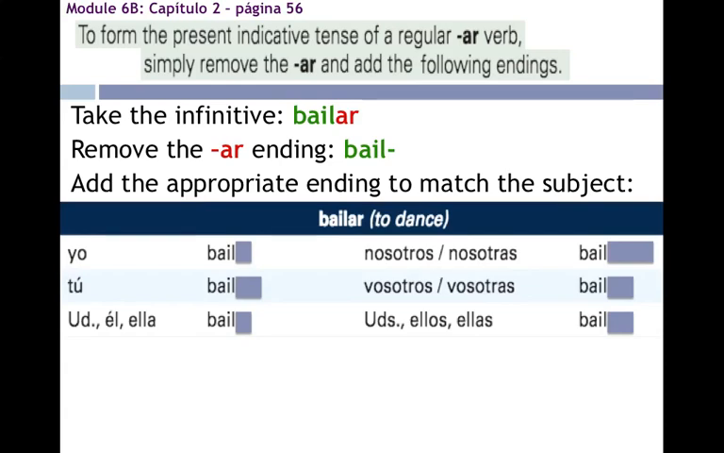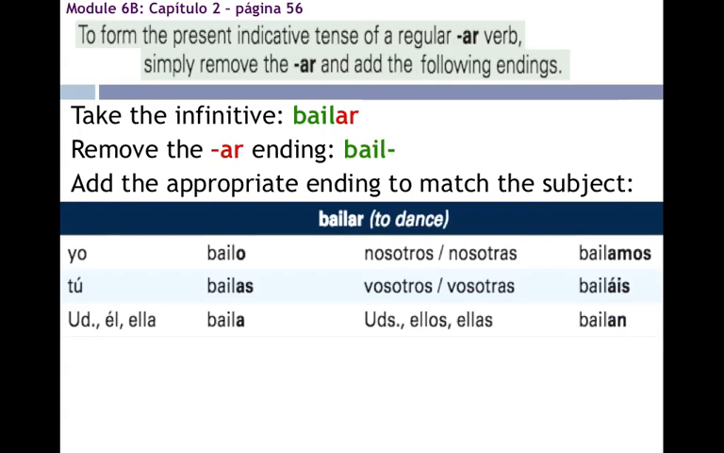For yo, you start with the stem or root and then you add O. For tú, start with the stem or root and add AS. For usted, él, or ella, start with the stem or root and then add A. For nosotros or nosotras, for we, start with the stem and add AMOS. Vosotros, vosotras, you guys, you gals, you guys and gals, you add ÁIS, and this is the only one that's accented with an accent over the A. For ustedes, ellos, or ellas, you start with the stem or root, B-A-I-L, and you add AN.